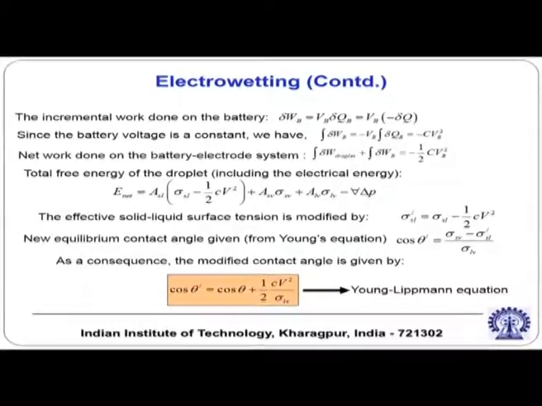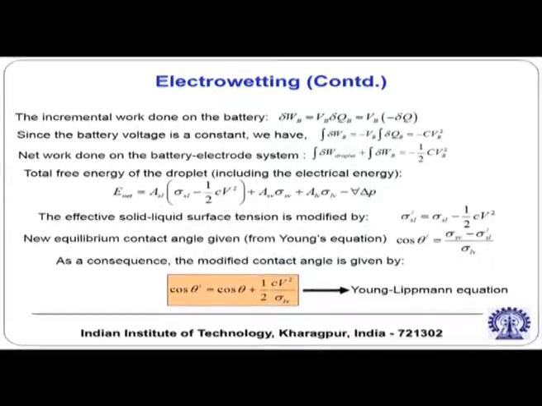So what is the net work done on the battery-electrode system? The net work done on the battery-electrode system is the total work done on the droplet and on the battery. So that is equal to half C V_B squared minus C V_B squared, the first component for the capacitor and the second component for the battery. So it is half minus 1, that is minus half C V_B squared. So this work is done on the battery-electrode system.